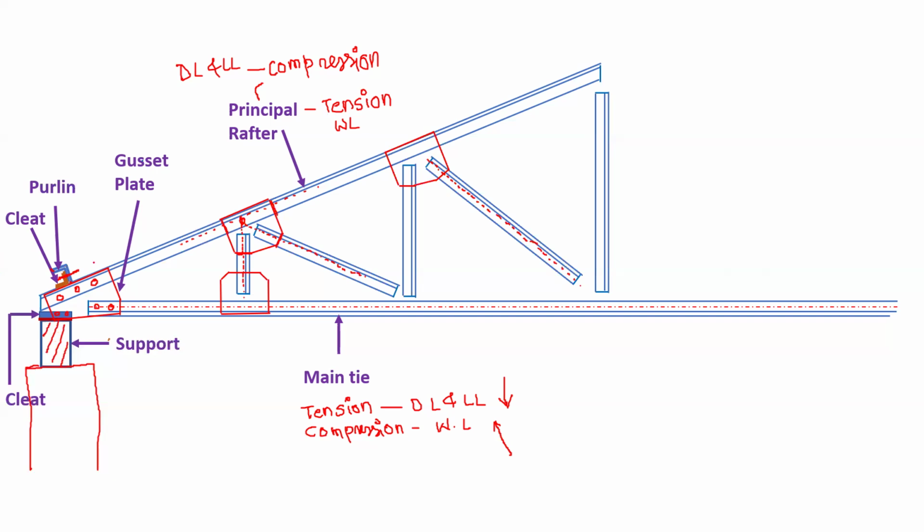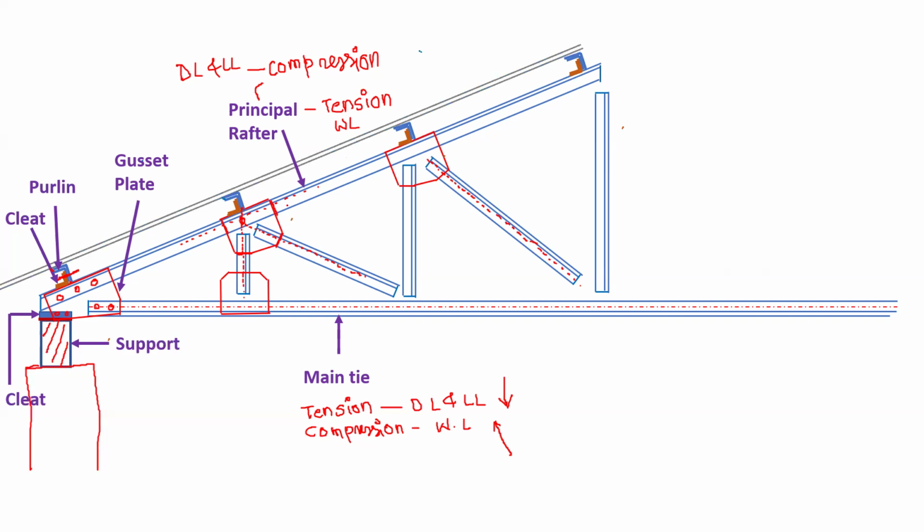Now we can have these purlins at the joints where we have different members meeting. You can see we have purlins exactly at the joint of this. So load will act at the joint and members will act as axial members. So we can have purlins at all the joints. So these are purlins along with cleats.